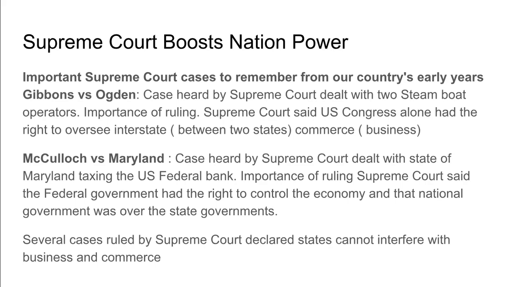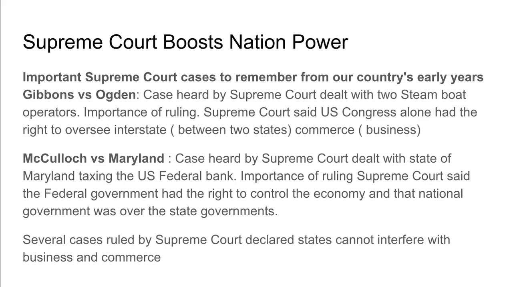These two steamboat operators, one had been granted the rights exclusively by the state of New York to operate their steamboat, and the other one was given it by the federal government. And the Supreme Court ruled that the U.S. Congress alone had the power to oversee commerce. It's the Commerce Clause within the Constitution that says they have the right to oversee business dealings between 2 states.